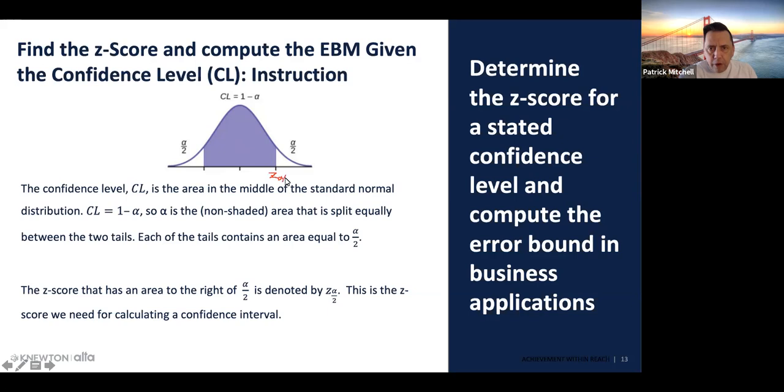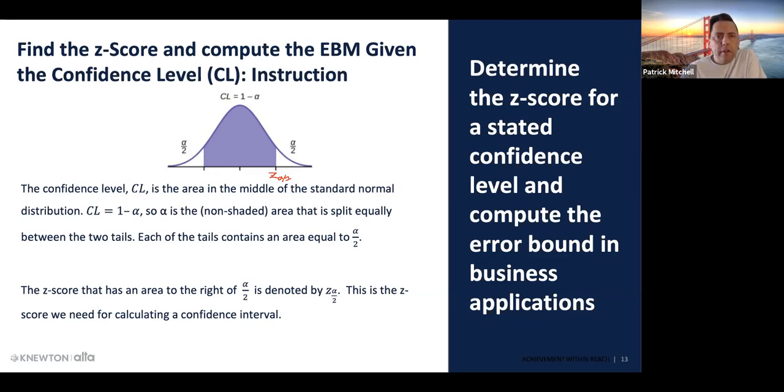Now fortunately, many confidence intervals use the same values for the confidence level. The most common values tend to be 90, 95, or 99%. And there are a few others. You're going to see them in a chart here. I would like to explain at least one of them. That way, just in case you're given a confidence level that's not one of the more common ones, you'll know how to figure it out.